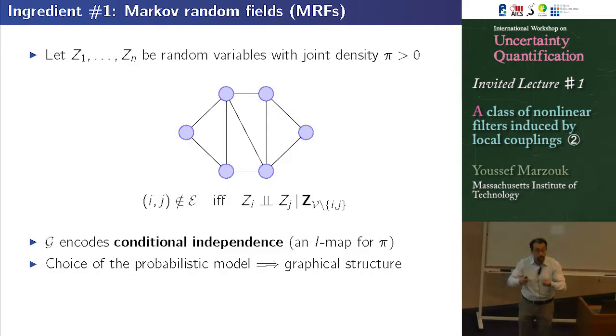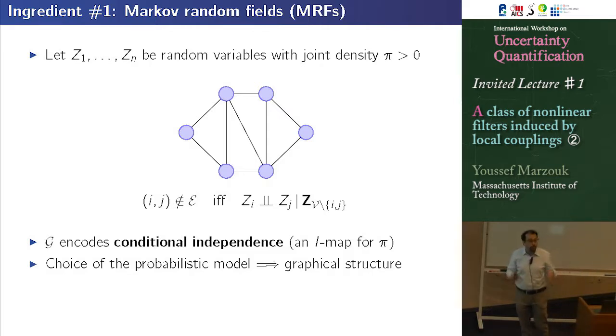So zi and zj are independent, conditioned on all the other nodes in the vertex set. Okay? This map is called an IMAP. It's an independence map for the distribution pi, and essentially describes the conditional independence relationships that this distribution has. So how do I come up with a map? Well, in general, this is part of the probabilistic model. So from a probabilistic model, I can write a sort of graphical structure.